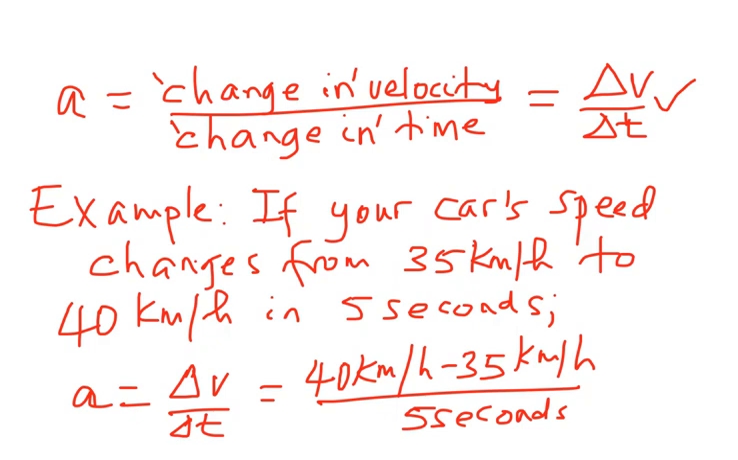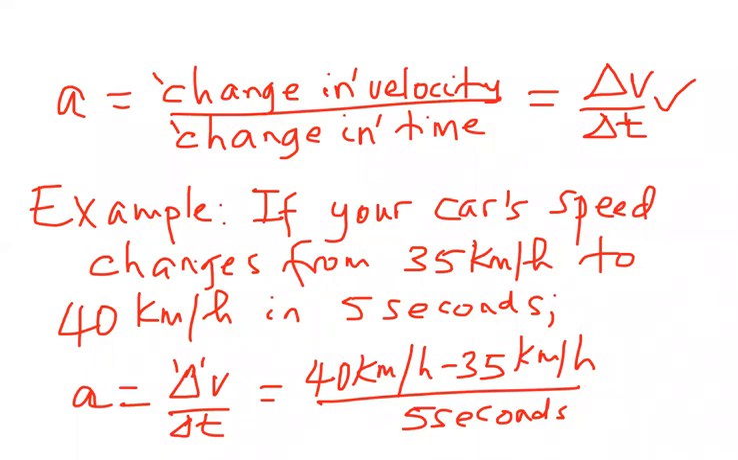For example, if your car's speed changes from 35 kilometers per hour to 40 kilometers per hour in 5 seconds, what will be the acceleration? So you're going to look at the change. What does the change mean? Change in V divided by change in time. A change means that you have to take the final value minus the initial value. So the final value of speed is 40 kilometers per hour, and the initial value is 35 kilometers per hour. Then you divide by the time, which is 5 seconds.